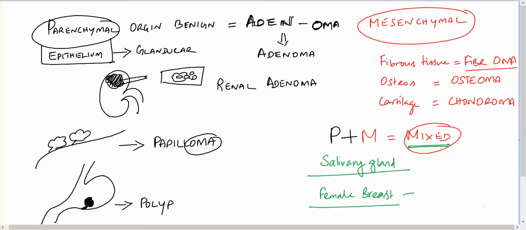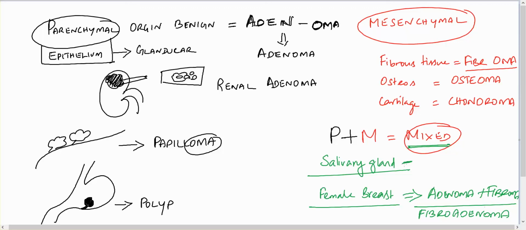So in the female breast, if there is a tumor having glandular structure, it is adenoma, plus fibrous structure, it is fibroma. So we call it fibroadenoma. So it is a mixed tumor.